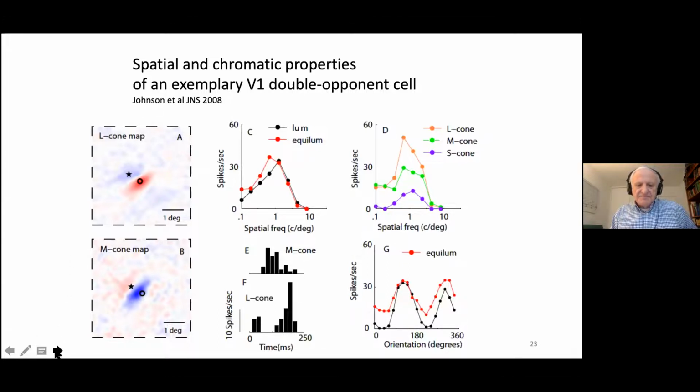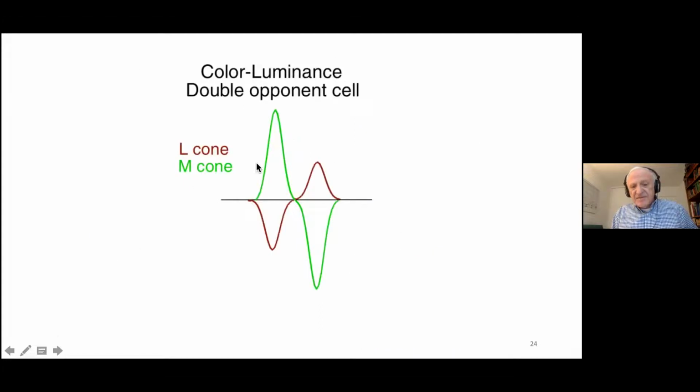Okay, so we think that this characterizes most of the neurons. And in fact, I would say odd symmetry is more the rule than the exception among visual cortex neurons, not just in the color system.